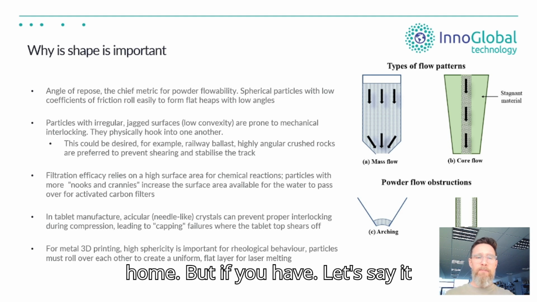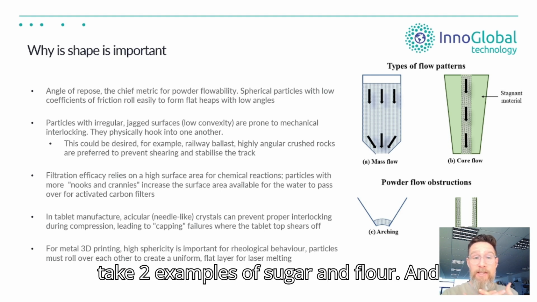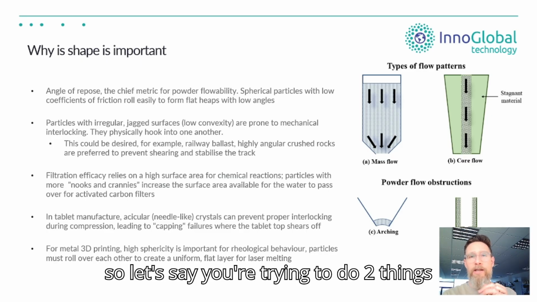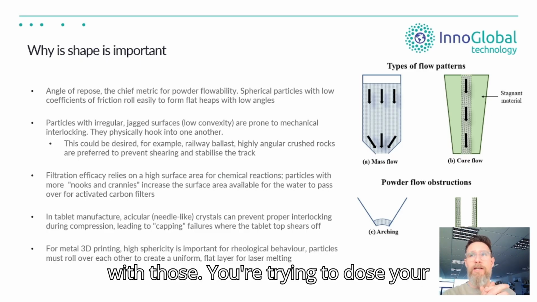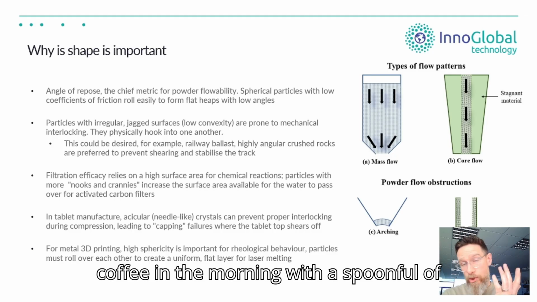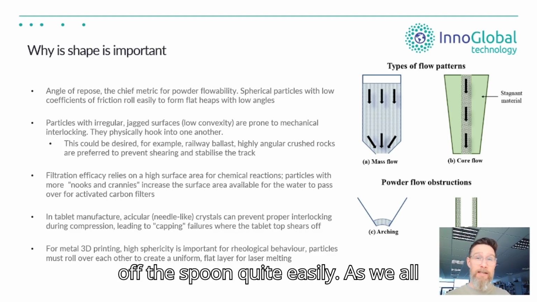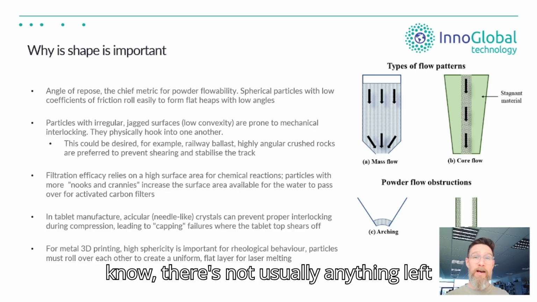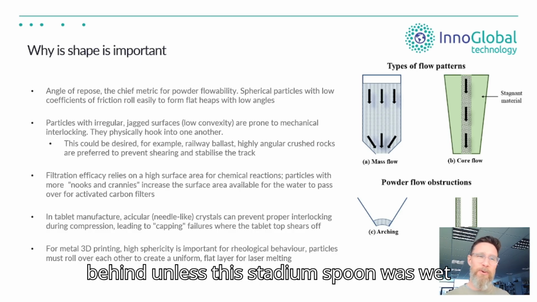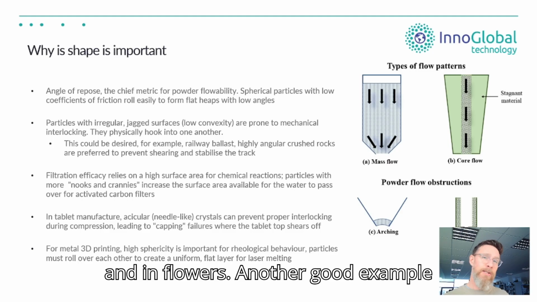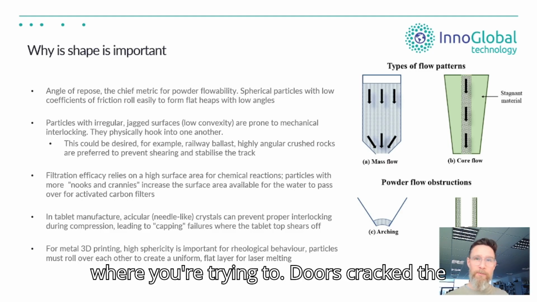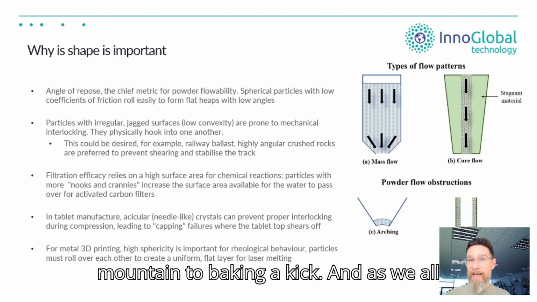But let's say you take the two examples of sugar and flour. Let's say you're trying to dose two things with those. You're trying to dose your coffee in the morning with a spoonful of sugar. The sugar will typically flow off the spoon quite easily, as we all know. There's not usually anything left behind unless the spoon was wet.